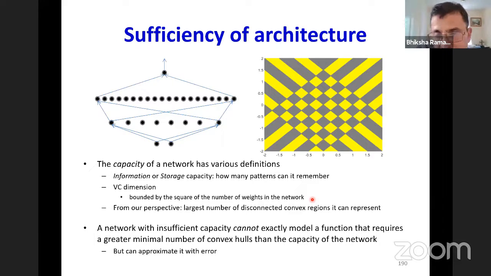Yes, Nick? Holding all other factors equal, does it follow that the expressivity of a given neural network is higher using ReLU or tanh compared to logistics? I'm sorry, can you speak closer to your mic again? Yes, sorry. Does it follow that, holding all other factors equal, the expressivity of a given neural network is higher using ReLU or tanh compared to logistics? No.